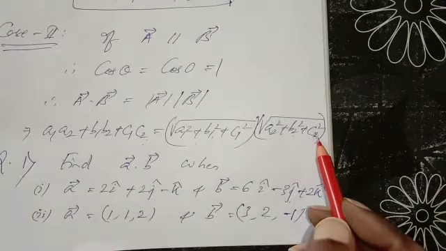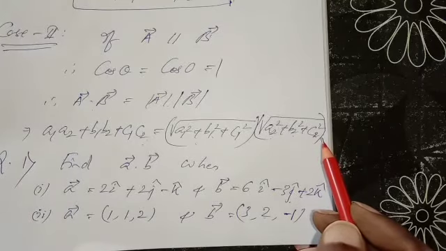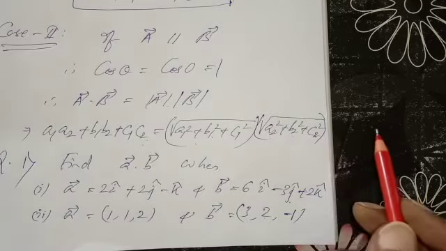These are the basic concepts about the scalar or dot product of two vectors. That means the dot product of two vectors is always a scalar quantity, not a vector quantity. Let us take some questions.